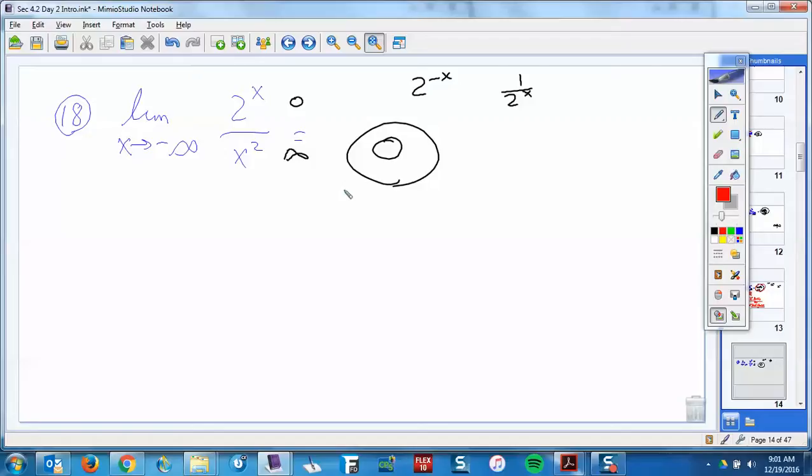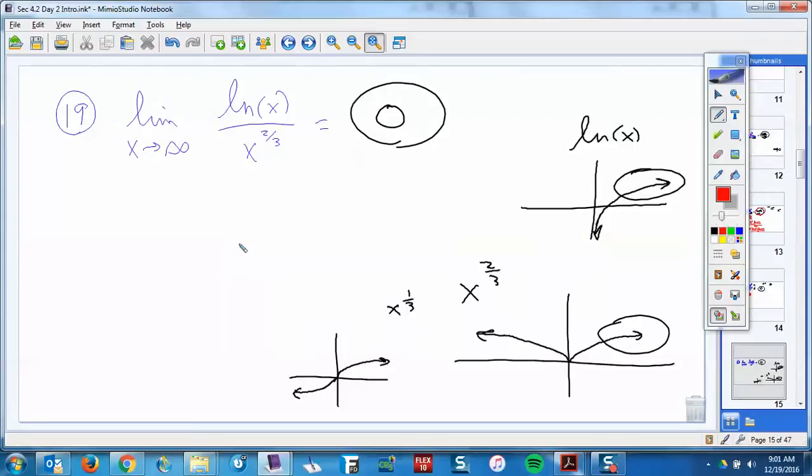Okay, 18 was another infinity over infinity, except it was negative infinity, right? So you'd say, okay, oh no, this wasn't, right? This was 0 over infinity, wasn't it? This was 0 over infinity, so we don't use L'Hopital's rule for that. Okay, this was infinity over infinity, but they were slow. So this would work pretty good.